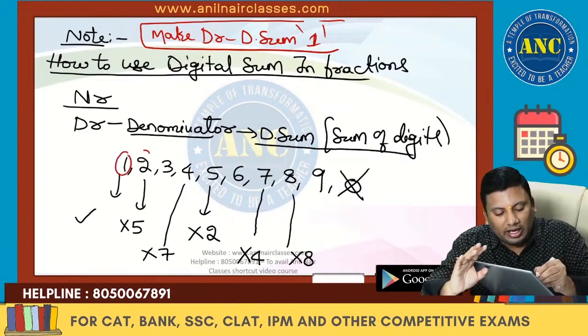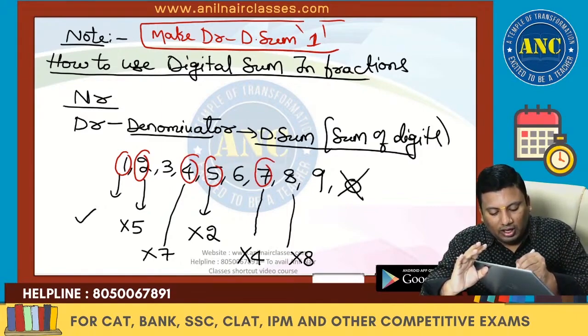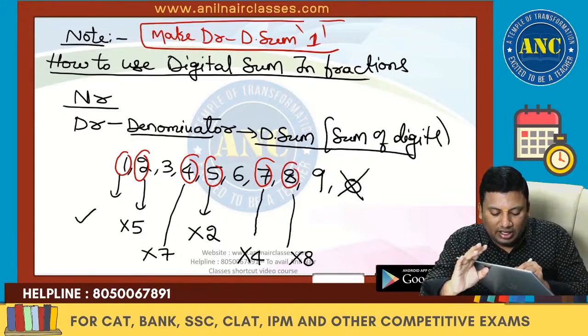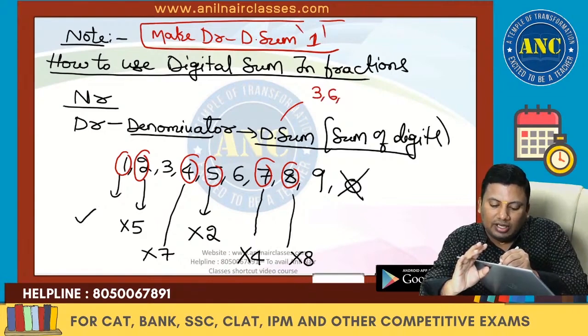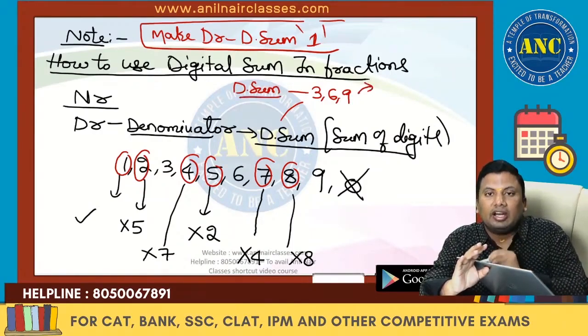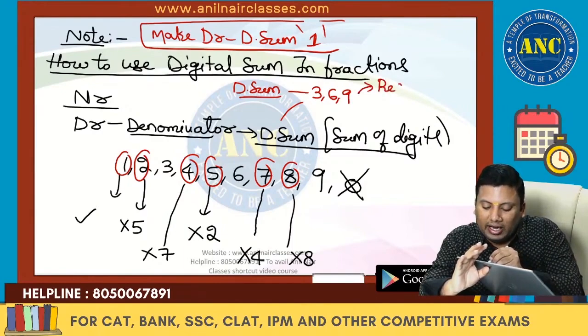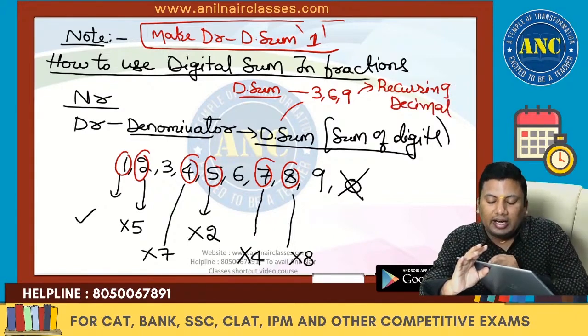1 we have taken. 2 over. Write 5 over. 4 over. Next one, 7 over, 8 over. That means if the denominator digital sum is 3, 6 and 9, this will give you a recurring decimal.